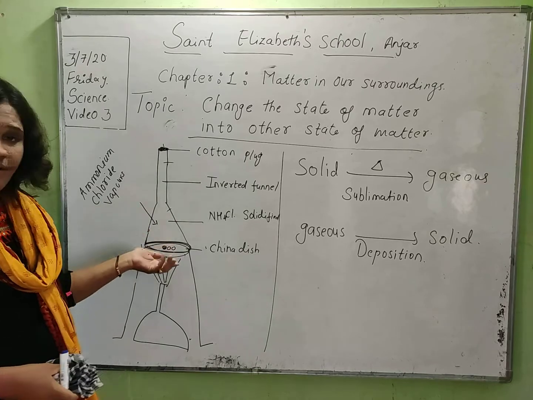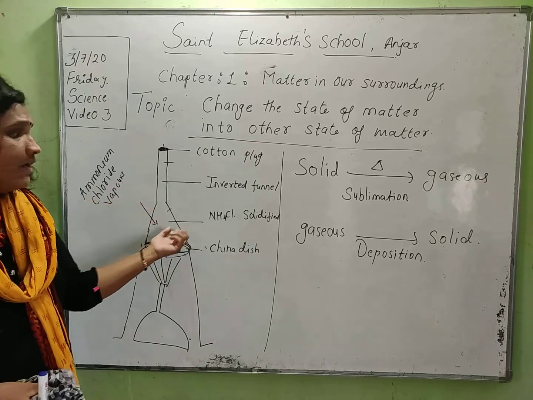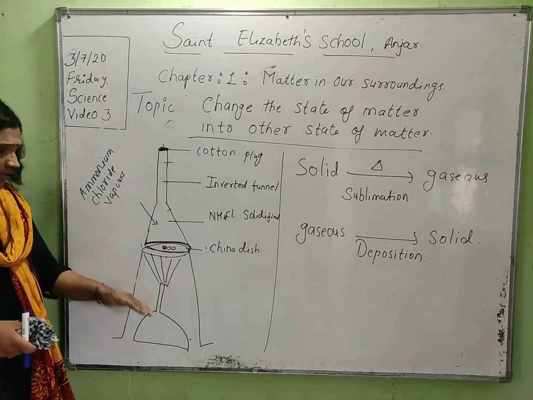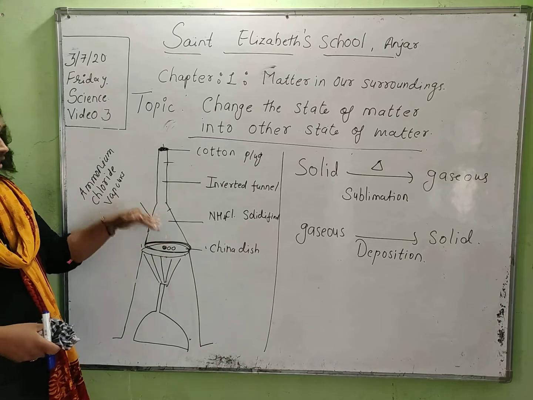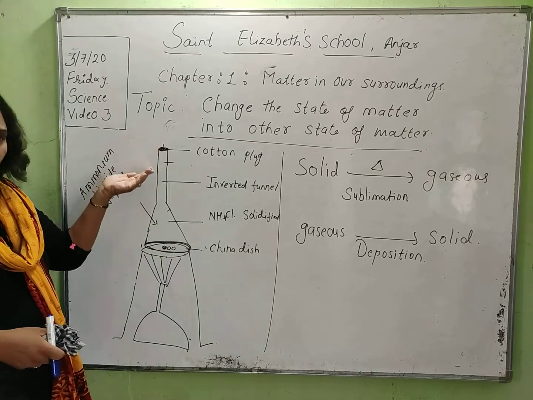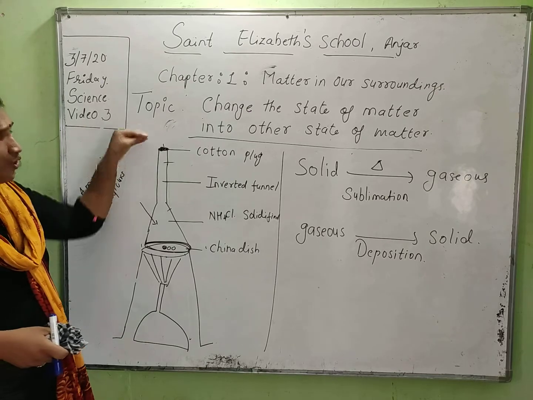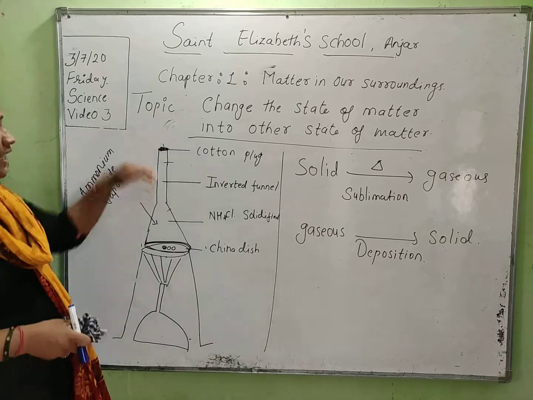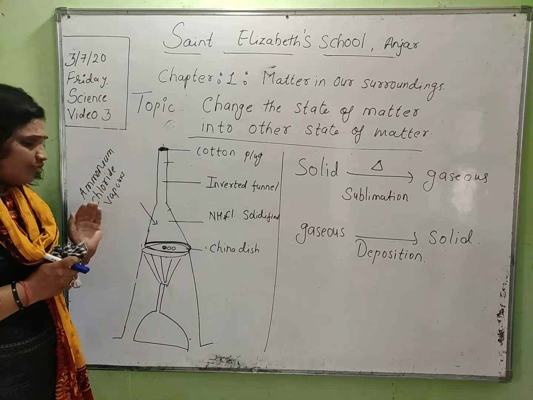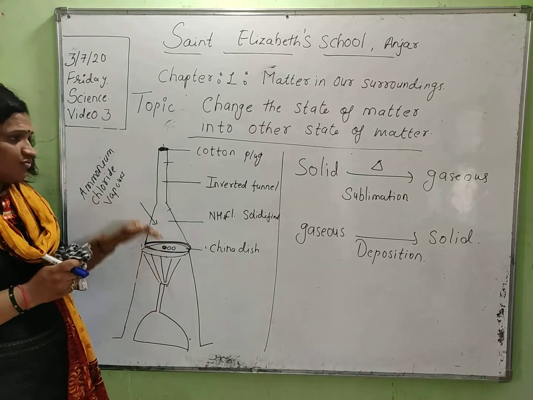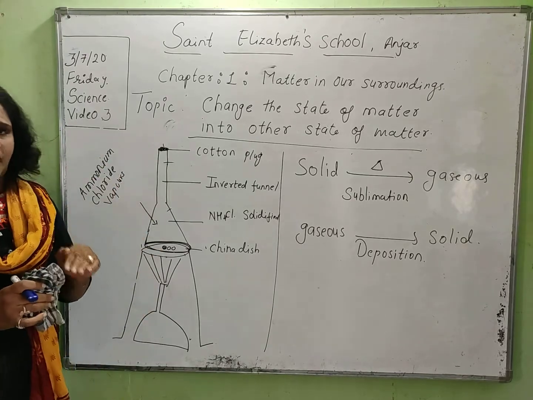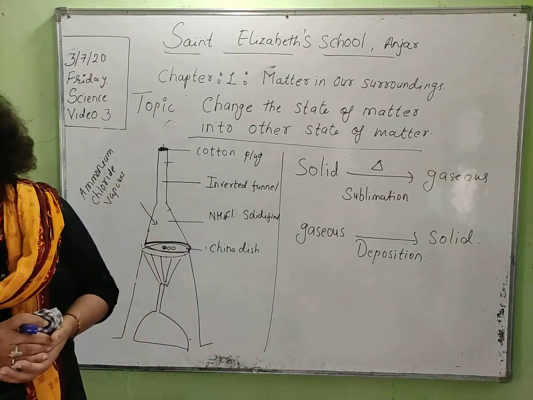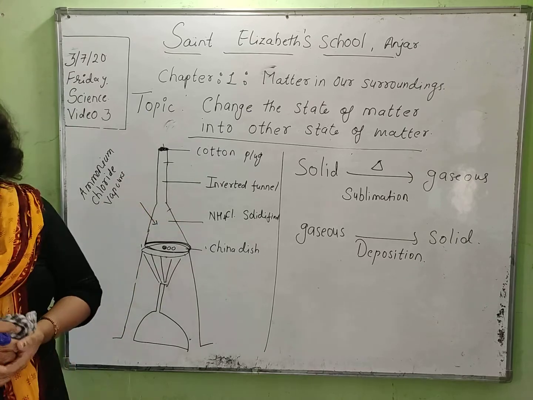Now we have some camphor or ammonium chloride. The chemical formula of ammonium chloride is NH4Cl, and we have to put it in. Now when you give heat, you have to see what happens. But if you heat and the nozzle of the funnel is open, gases will come out. So we have to put a cotton plug in it, so that the gaseous form will not go out. First you give heat and observe what happens. After some time you remove the Bunsen burner, you don't give heat, and then you observe.